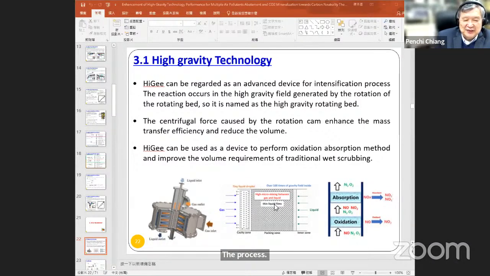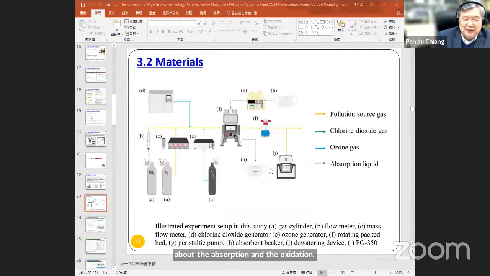That's the only difference between the PM remover and the lux remover. The mechanism is quite different. For the lux remover, you have to seriously consider the absorption and the oxidation. So these are the two mechanisms shown here. This is the general diagram to let you know how we can run this experiment.